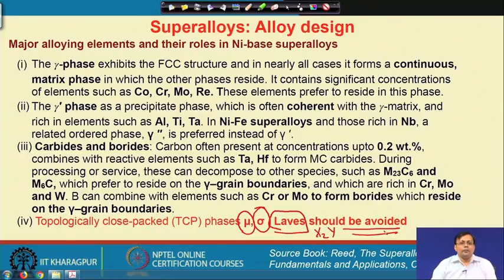So, this is all about nickel based superalloys and the addition of alloying elements, and we will go into detail of the physical metallurgy in terms of microstructure, mechanical properties and specifically high temperature properties in the next class, and thank you very much.